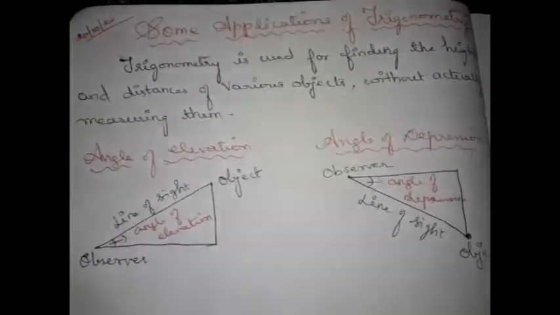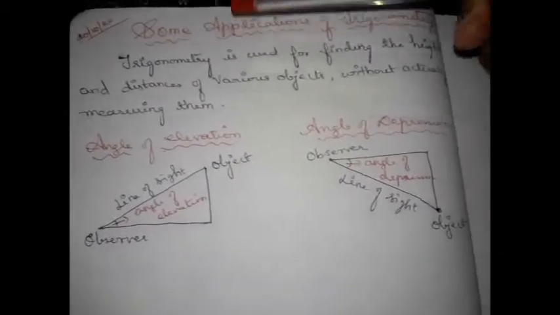Hello students, in today's class let us start our next new chapter, the ninth chapter, Some Applications of Trigonometry. We are going to see the very basic application of trigonometry to find the heights and distances of various objects without actually measuring them. We can find the height and the distance of various objects using trigonometry. That particular application is what we are going to learn in this chapter.